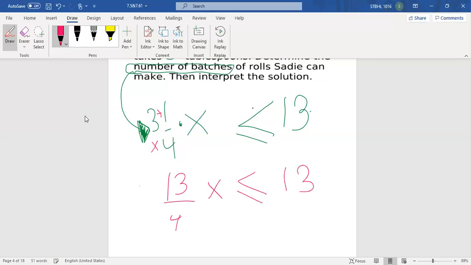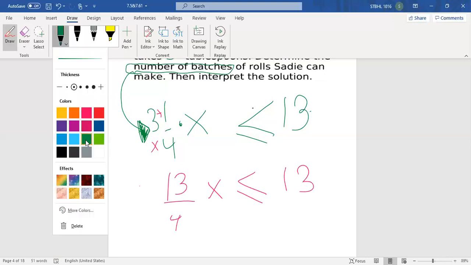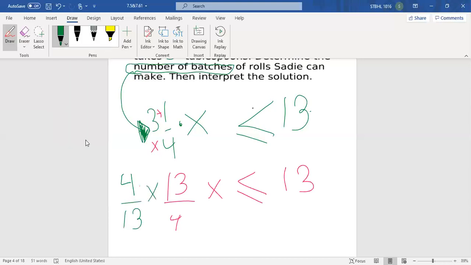Now, what is the coefficient of the variable here? The coefficient of the variable means the number that's multiplied by the variable. We have an improper fraction, 13/4. How can I solve it? I will solve it by multiplying by the reciprocal. The reciprocal of this fraction is 4/13, right? So whatever you do on one side, you have to do on the other side. So you will multiply the other side by 4/13.